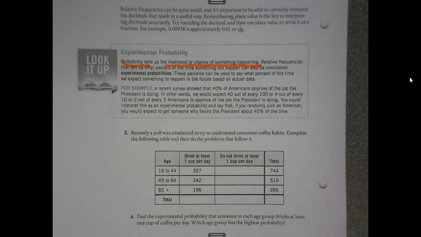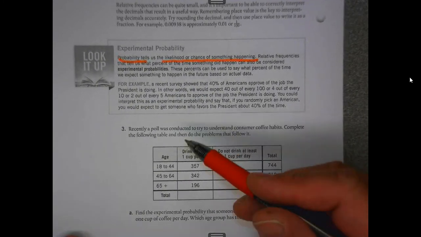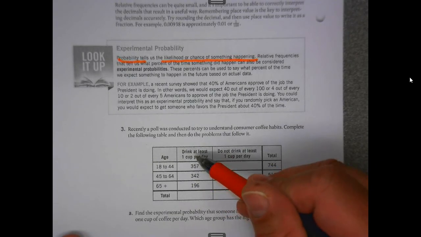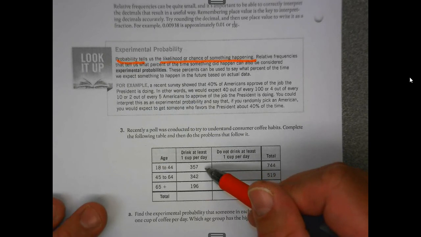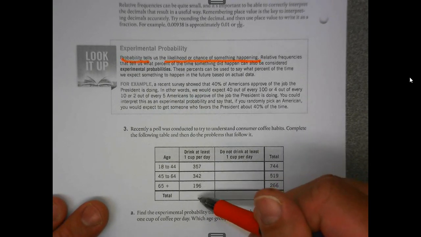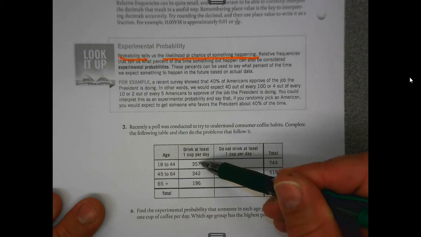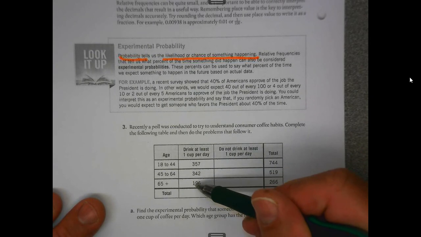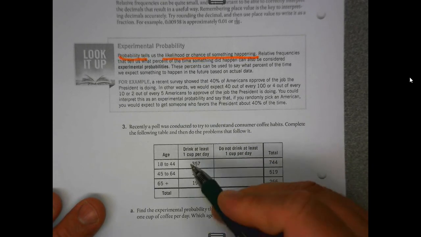For those people, now we've got different age groups that drink at least 1 cup per day. We're going to go ahead and add down the table, or down the column. So 357 plus 342 plus 196. We need a total for all the columns and all the rows, and then we need our total. So we add these together, we get 895. That's if we add down. If we add across, we should get 744.